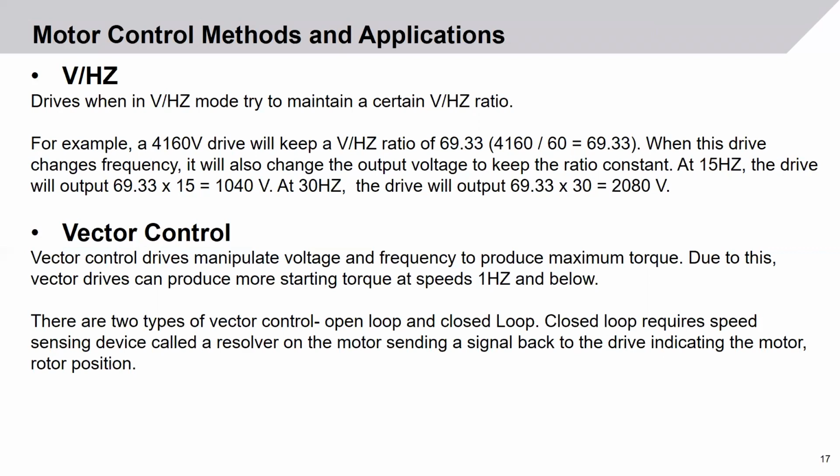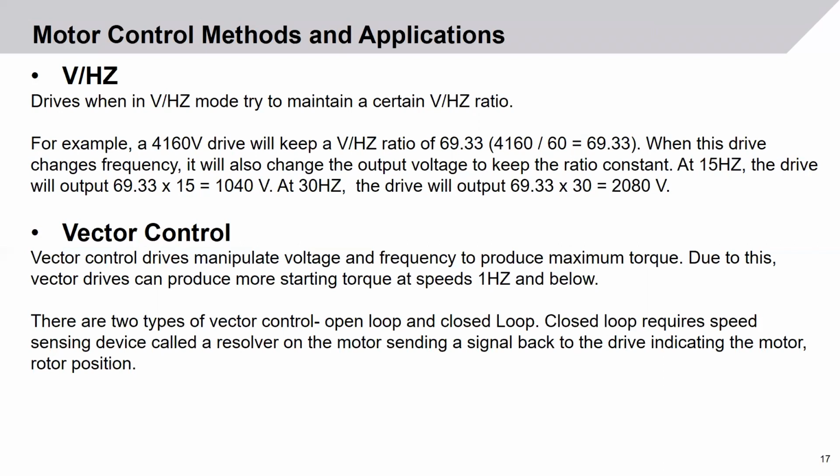So if we look at 15 hertz, the drive will output 69.33 times 15 equals 1040 volts. At 30 hertz, the drive will output 69.33 times 30 equals 2080 volts. And at 60 hertz, if we take 69.33 times 60, that will equal 4160 volts.